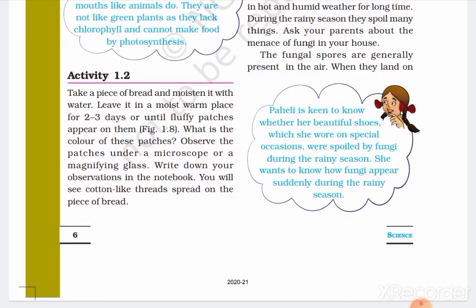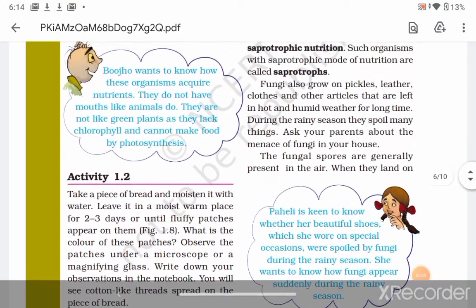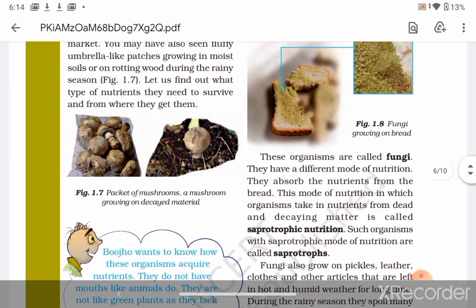Observe patches under a microscope or a magnifying glass. Write down your observation in the notebook. You will see cotton-like threads spread on the piece of bread. These organisms are called fungi. As I told you, these organisms are called fungi.